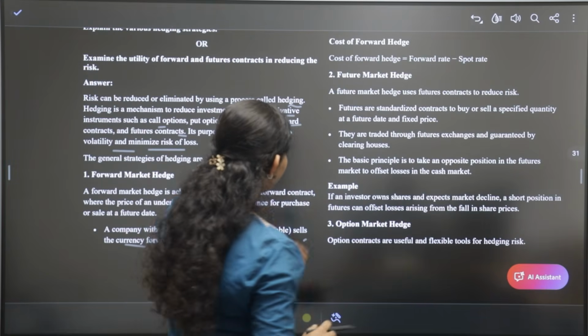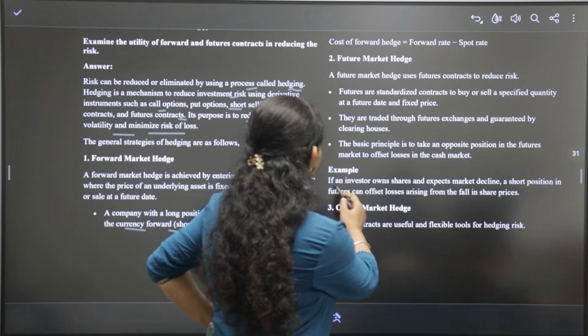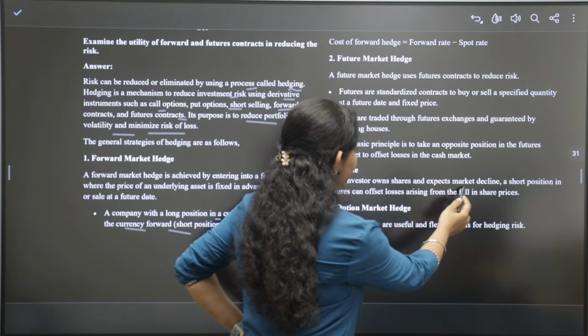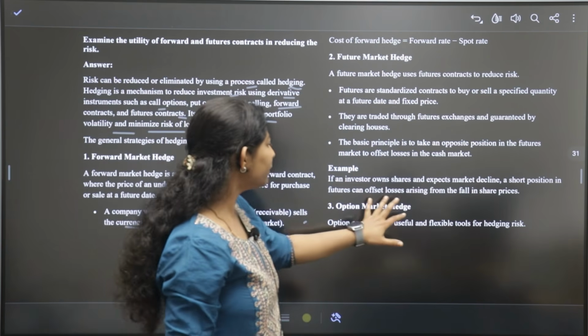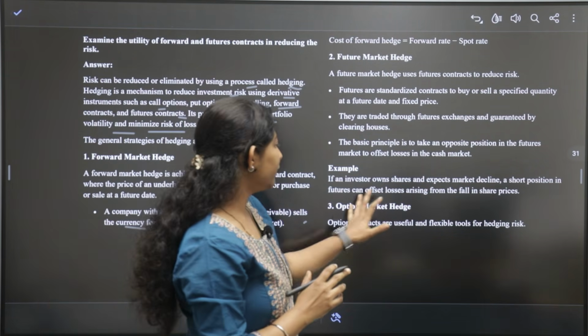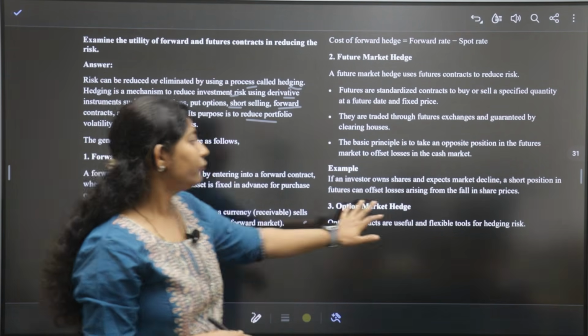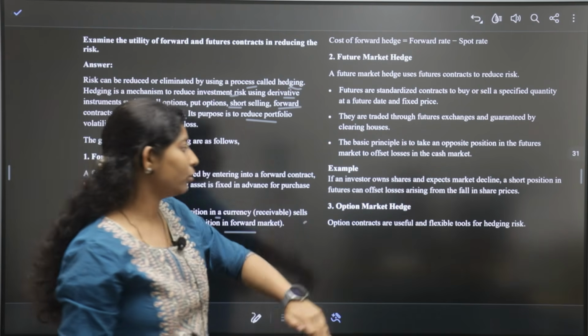Next, if you see the examples in the futures market, if an investor owns shares and expects a market decline, a short position in futures can offset the losses. Okay, so if you take the short position in the market, there will be gains that offset the losses, as the share prices go down.